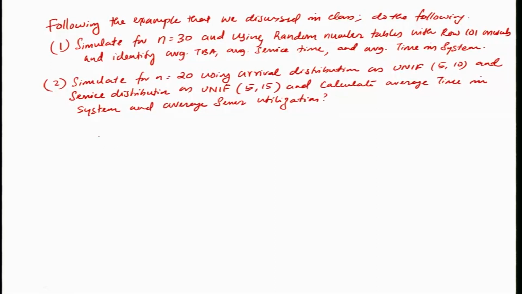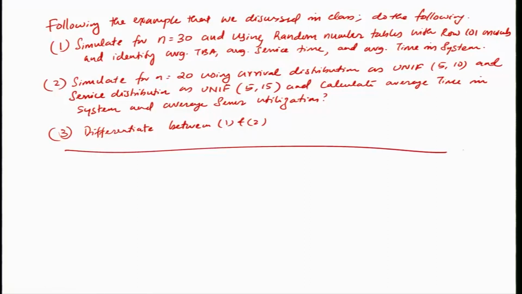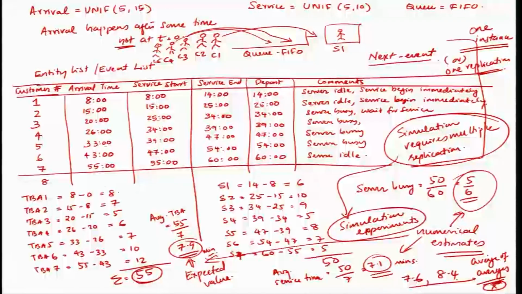Then third will be to differentiate between 1 and 2. So, that is what I would expect you to do as homework by yourselves and do the analysis. Now, let me also teach you what the time in the system is. I forgot to mention it to you.